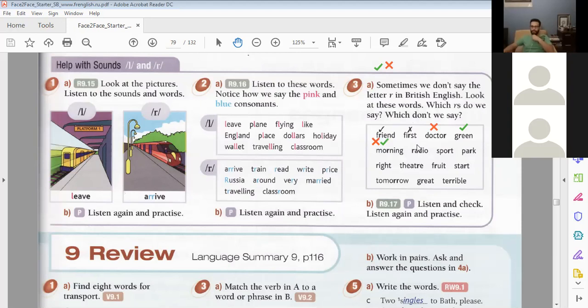Yes. Red, no, yes. Next word? Sport, no. Sport, no. Okay, next word? Park. Basma says no, and Manal says yes. Park. Okay. Next word?